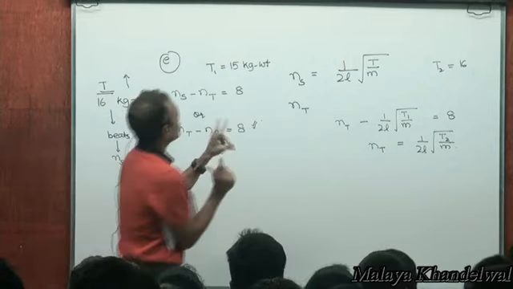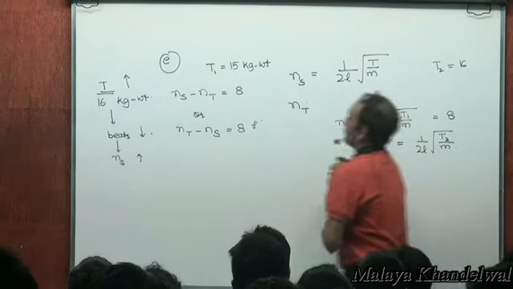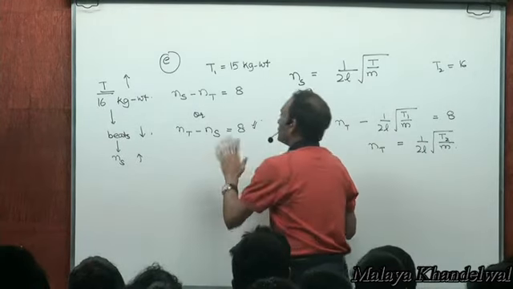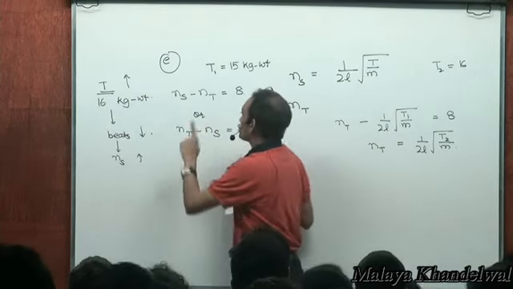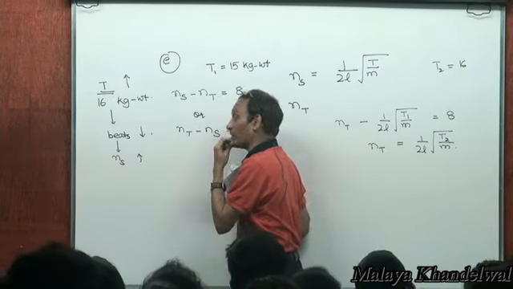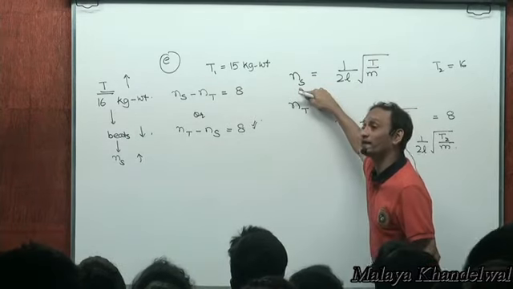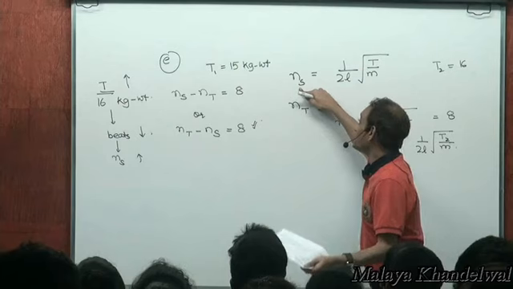Initially, the tension is T1, which is 15 kg weight, and the beats they are producing is 8. So it will be either NS minus NT is 8 or NT minus NS is 8. Now, when the tension is increased, what happens to the frequency of the sonometer wire? It will increase, right?